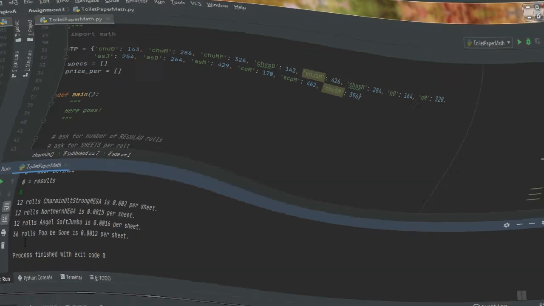Toilet paper math. And remember, it's not gouging unless your finger breaks through.